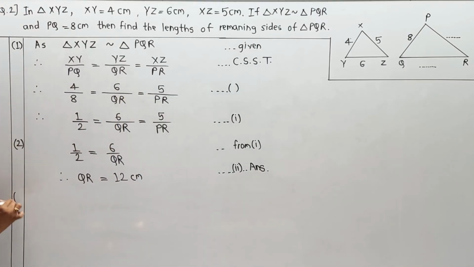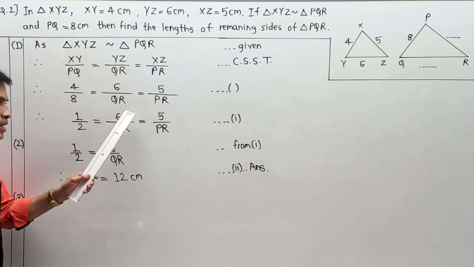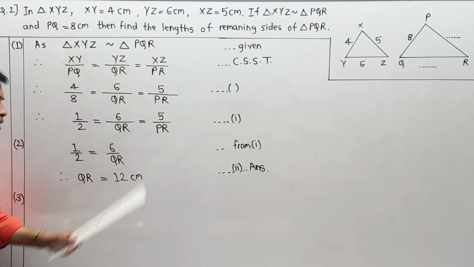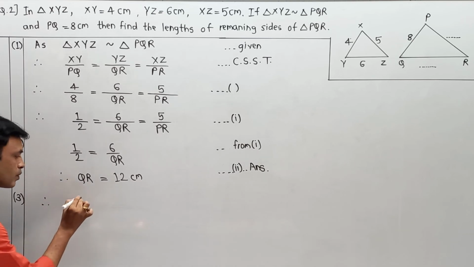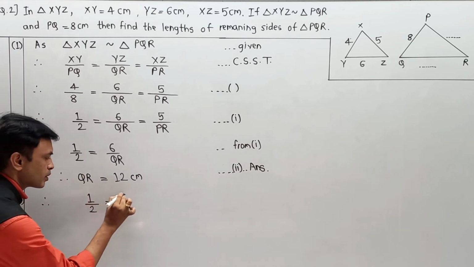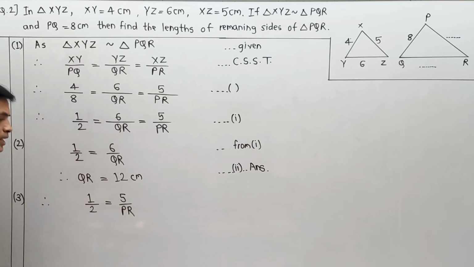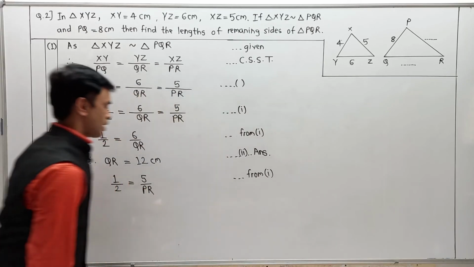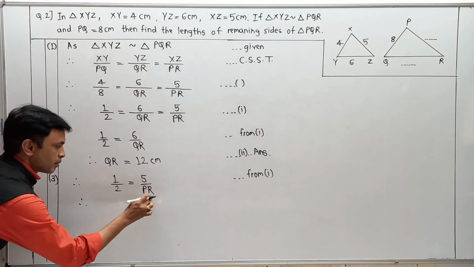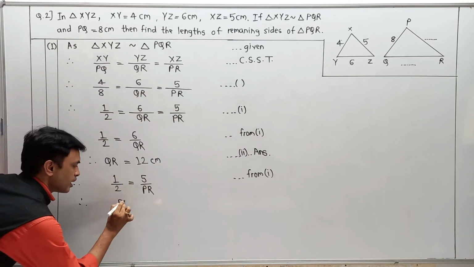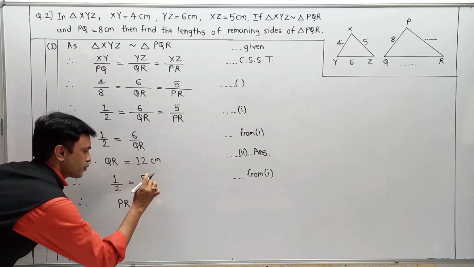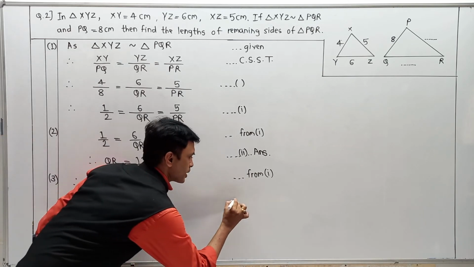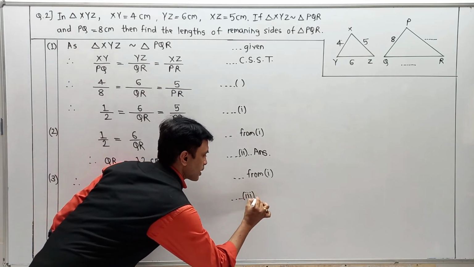Now, in the same way, I am going to write the third part. 1 upon 2 is equal to 5 upon PR. Therefore 1 upon 2 is equal to 5 upon PR, that is from equation 1. Simplify by cross multiplication: PR into 1 becomes PR, and 2 into 5 is 10. So 10 centimeter. As it is the next answer, I am going to write equation number 3 and the answer.